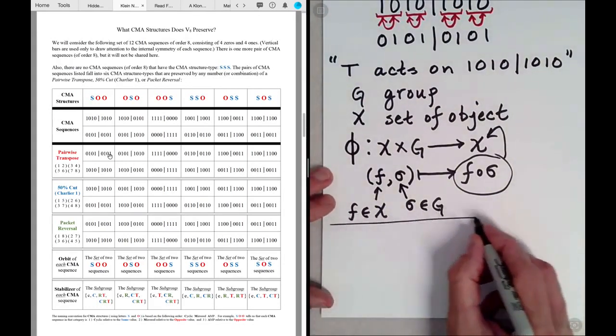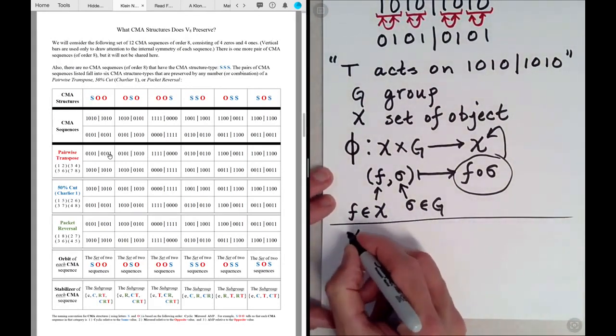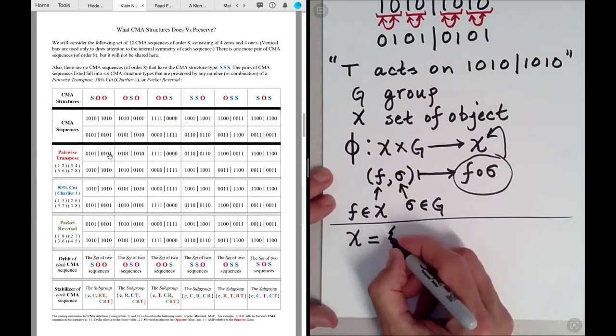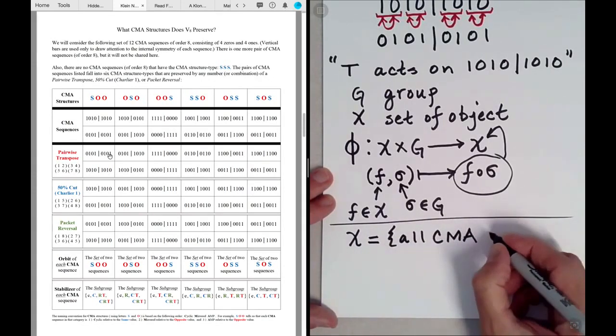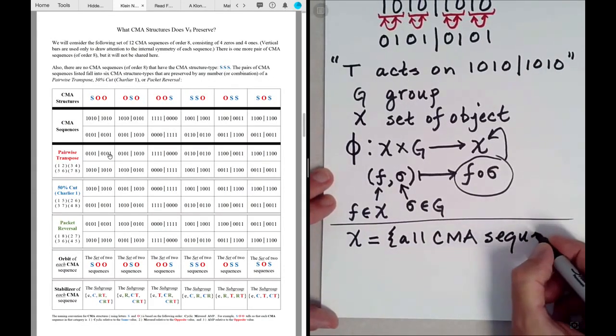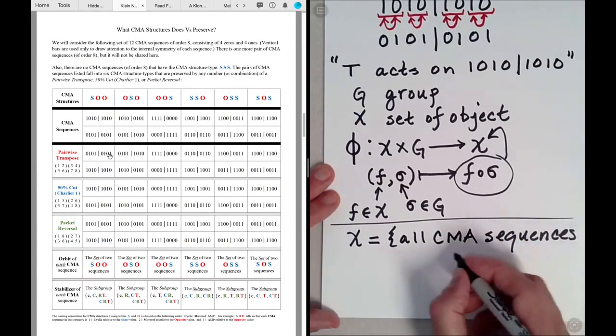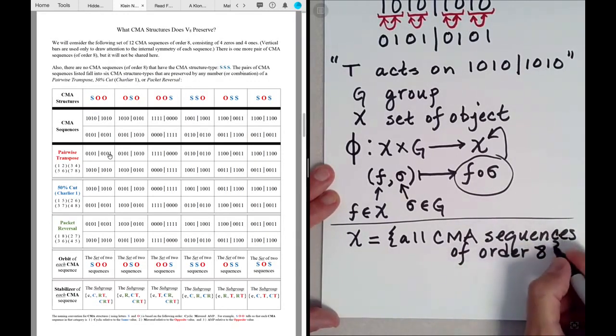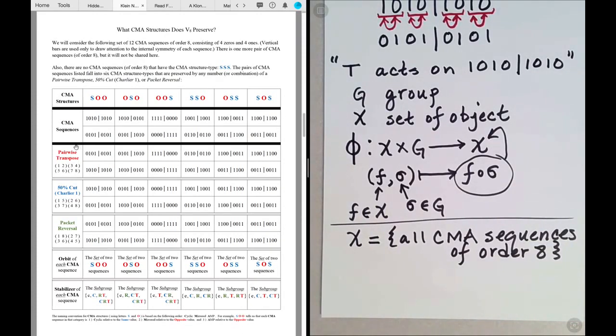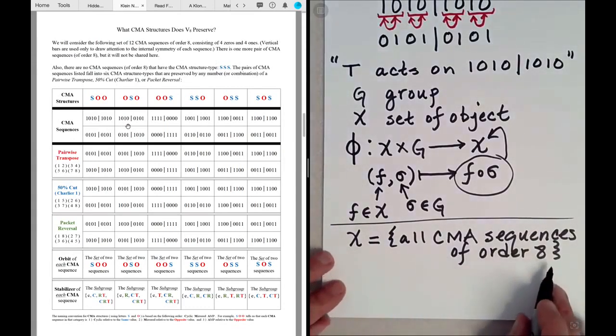So maybe I'll just write down here: our set X will be the set of all CMA sequences of order, or length, 8. We can go off here on the left. Here are some of them. Here's 12 of them, and there's 2 more actually, as I mentioned. Technically, there's 14 CMA sequences of order 8. So that's the set of objects we have in mind.